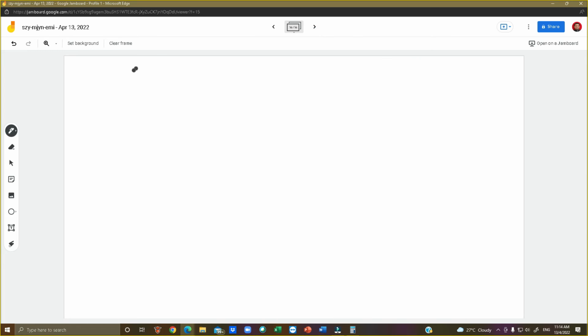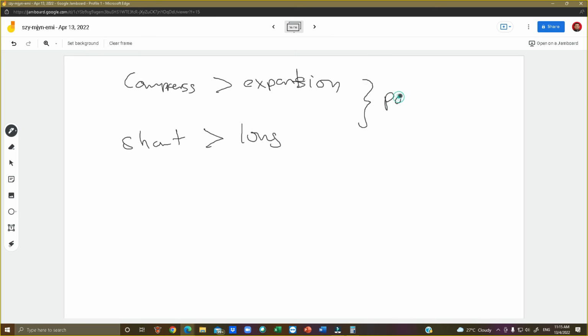Okay. So kita letak sini lah, compress, power, then expand, expansion. Short wave, power, then long. Ini in term of power. In term of reachability, how far it can go, long wave is better than short. Ini asas.